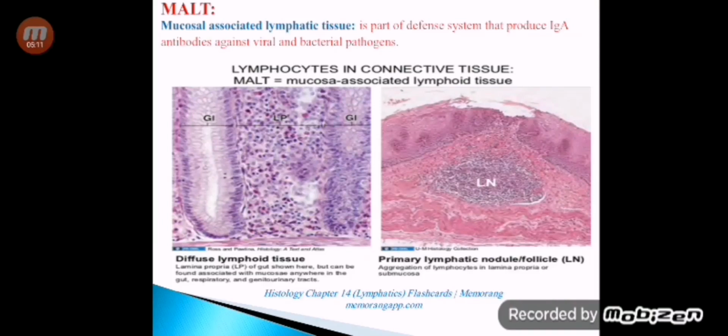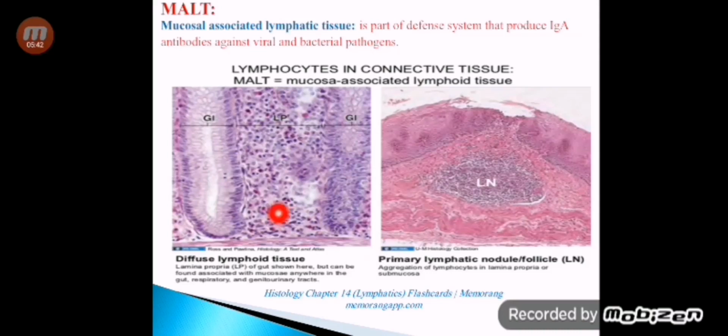Another important structure seen in the mucosa of the digestive tract is MALT. MALT means mucosa-associated lymphoid tissue, which is part of the defense system that produces immunoglobulin A antibody against viral and bacterial pathogens. This structure is seen in systems that have direct contact with the external environment, such as the digestive tract, respiratory tract, and genitourinary system.